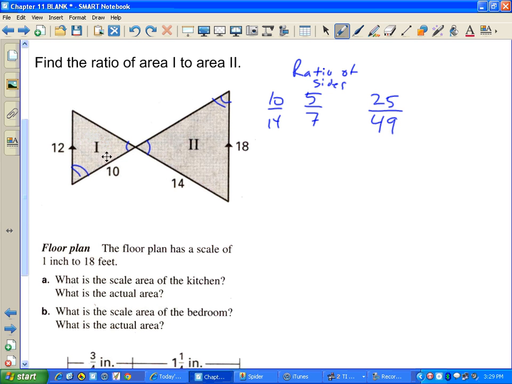So let's say the area of this shape is, we'll just make something up. Try to find something that's easy.